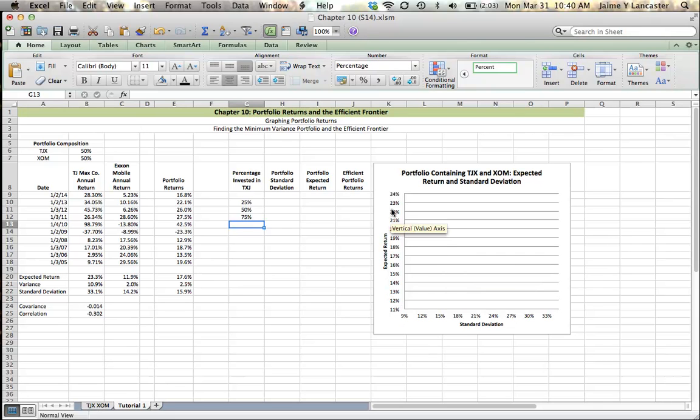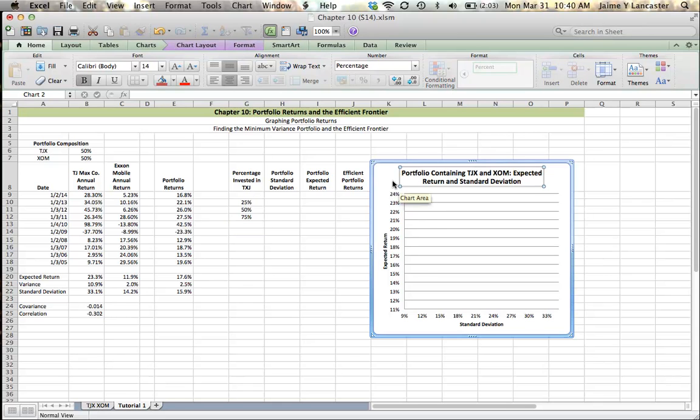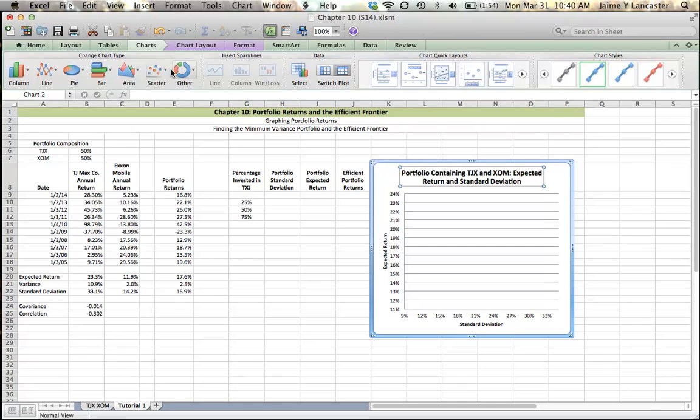I already have my chart set up so that you don't have to deal with me formatting. But on the y-axis, we have expected return, and on the x-axis, we have standard deviation. What I want the portfolio to look like at first is a scatter plot, just a marked scatter with no lines. It'll give you an idea for where we're going.